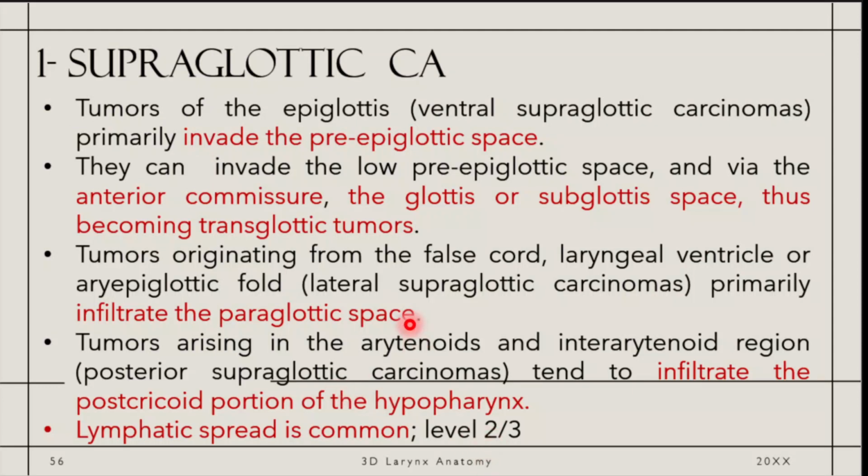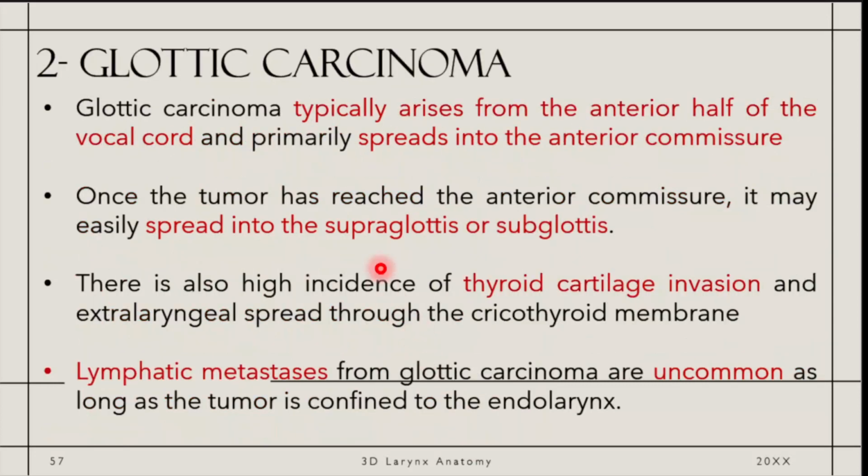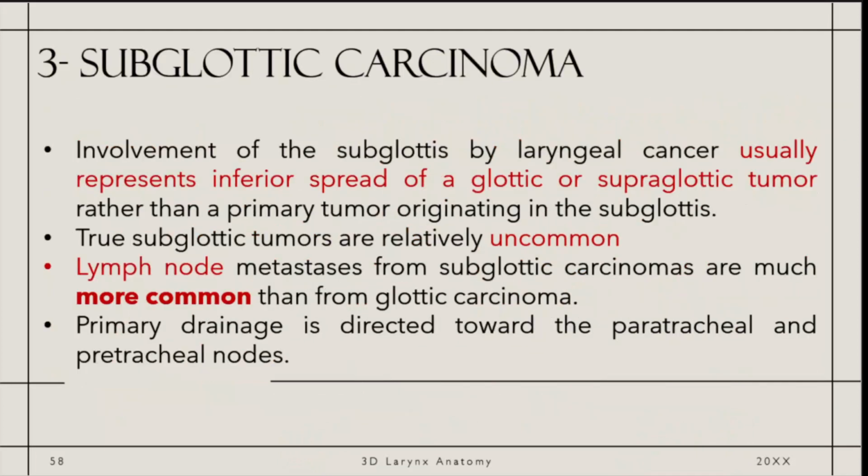The supraglottic cancer can invade the epiglottic space, can also invade the anterior commissure, the glottis, the glottic space, and the lymphatic spread in this cancer is common. The glottic carcinoma typically arises from the anterior half of the vocal cord and spreads into the anterior commissure. However, the lymphatic metastases are uncommon. Subglottic carcinoma is usually an involvement of the subglottis, but it often represents inferior spread of the glottic or the supraglottic tumors. However, the lymph node metastasis is more common.